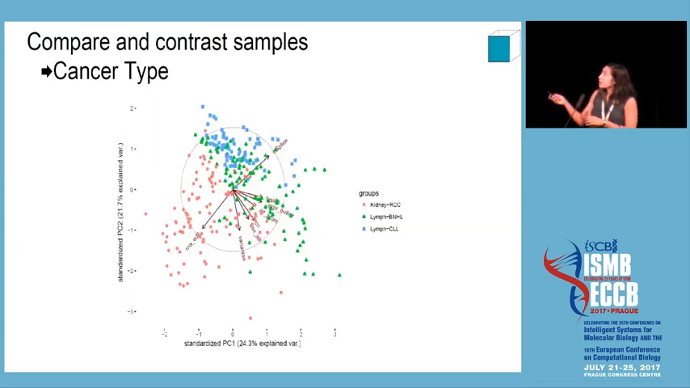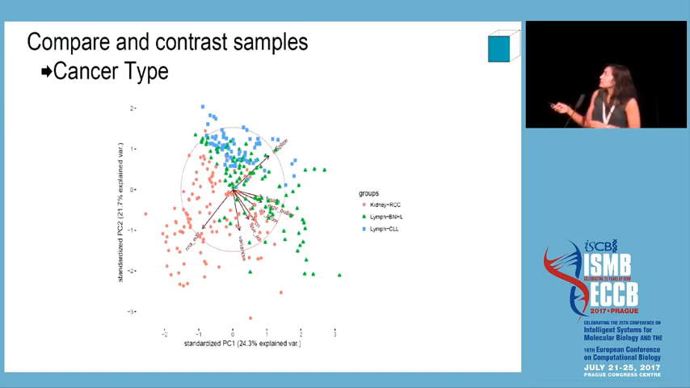I think this is well summarized in this biplot. Here, each point is a sample, and they're colored by each of their cancer types. Here we see kidney RCC, and over here we see the lymphatic cancers. And we can see that the kidneys down here are negatively correlated to the frequency of splicing.